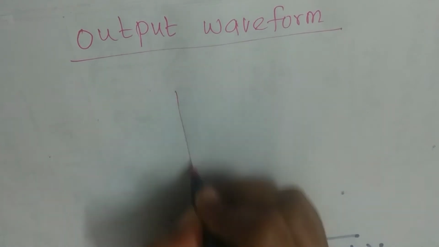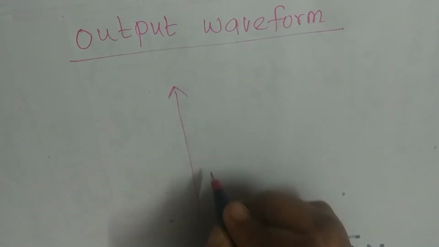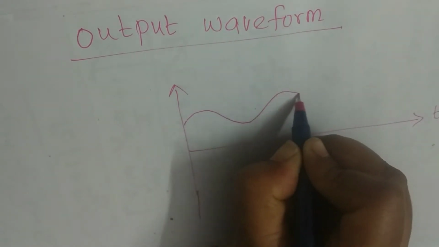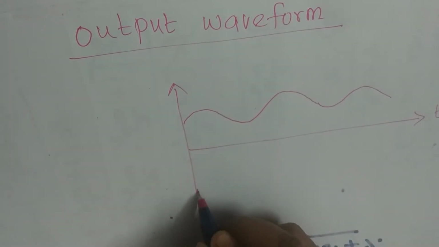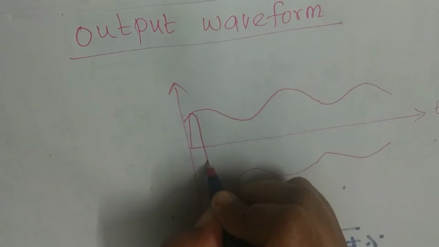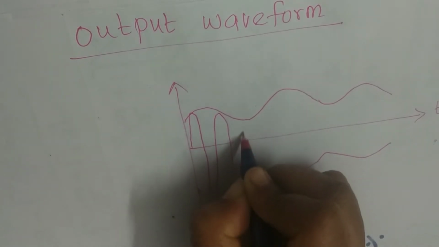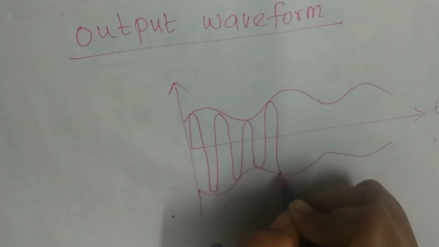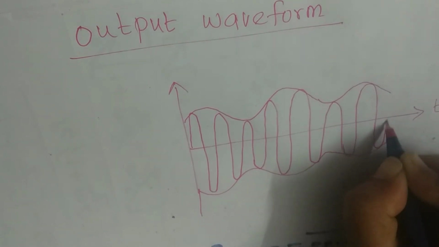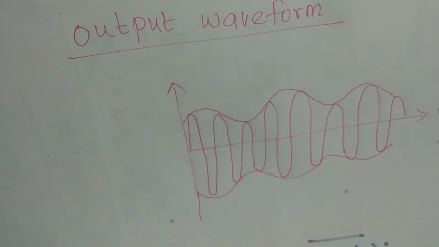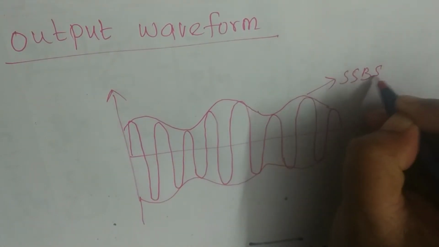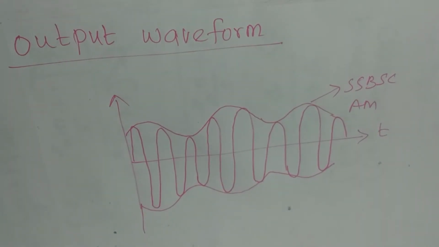I'm drawing the output waveform for single sideband suppressed carrier amplitude modulation. So this is the single sideband. This is the SSB-SC AM output waveform.